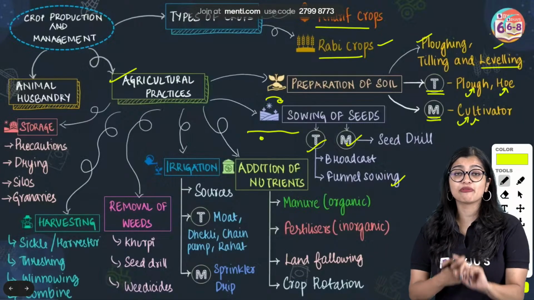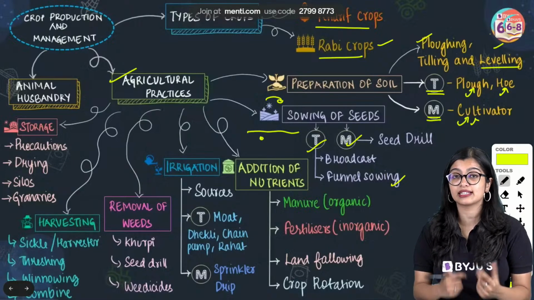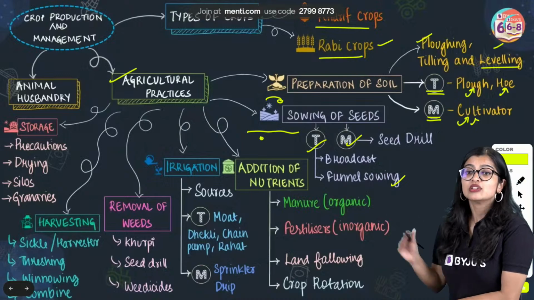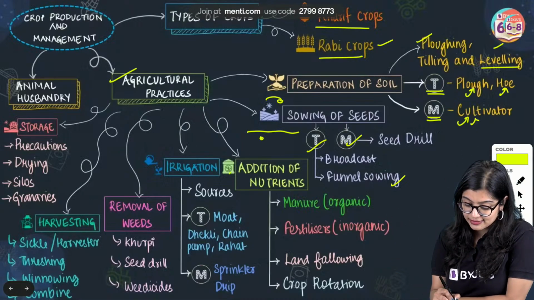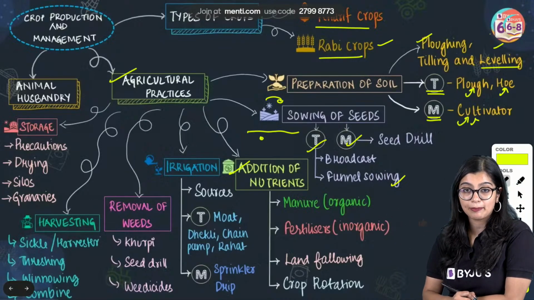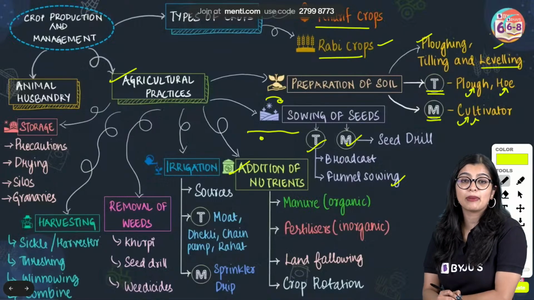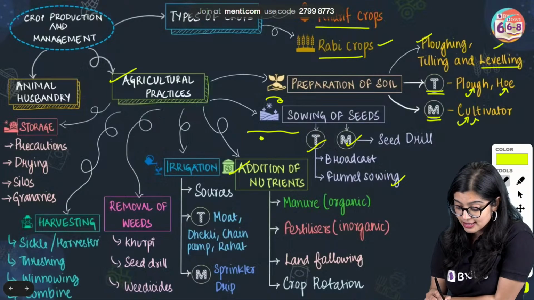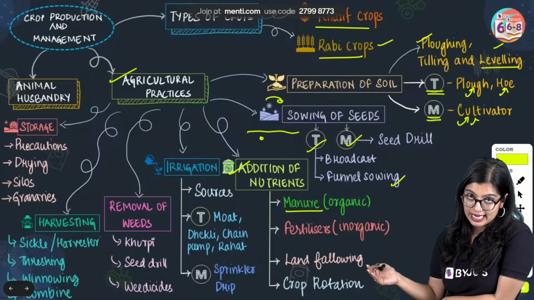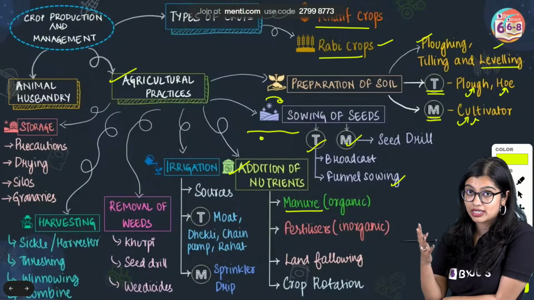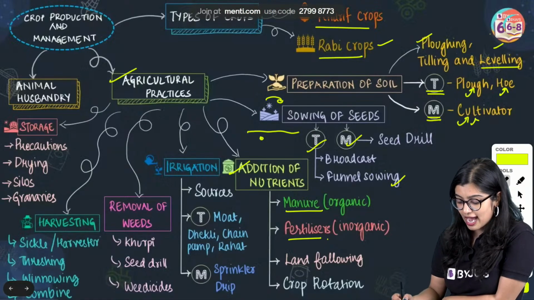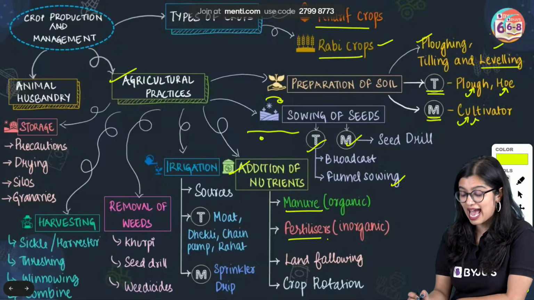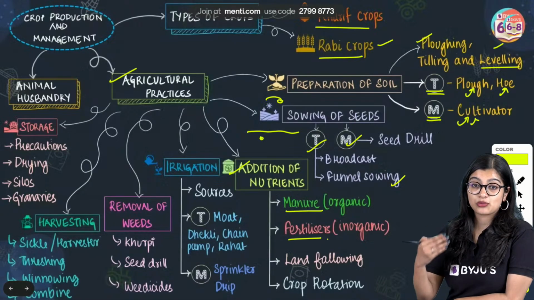Then, of course, once we have prepared the soil and sown the seeds, another very important thing to check for is how much nutrients are present, right? That is where addition of nutrients comes into the picture. When you talk about nutrients, we know there are various kinds, where you can either add organic material, that is the manure, or you can have fertilizers. Now, of course, earlier before manure and fertilizers, there was land fallowing, right?